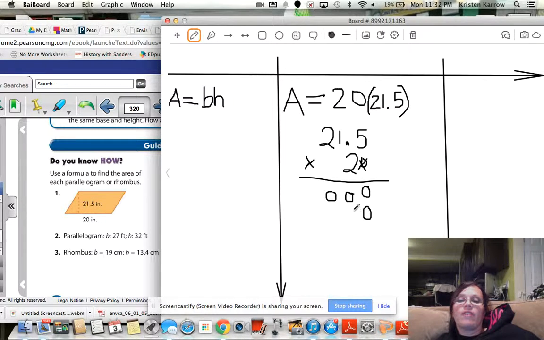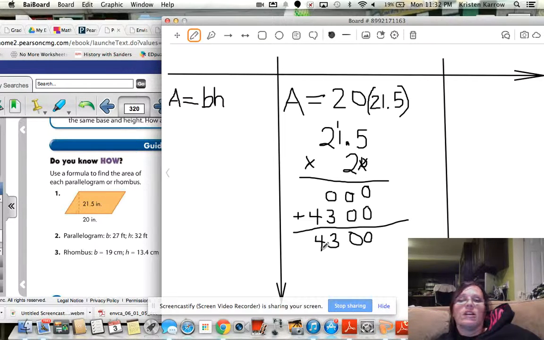Now I have 2 times 5, which is 10. 2 times 1 is 2, plus 1 is 3. Make sure I line up these places here. And then 2 times 2 is 4. Now I should be ready to add. And hopefully I'm doing all this math right. It is very late at night, so you guys could be checking me. 0 plus 0 is 0. 0 plus 0 is 0. 0 plus 3 is 3. 4 plus 0 is 4.